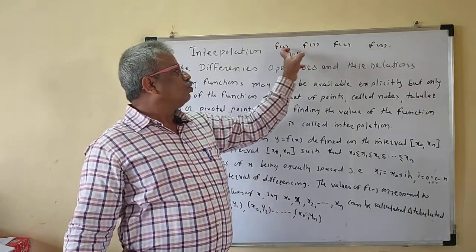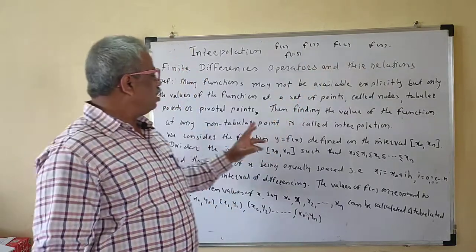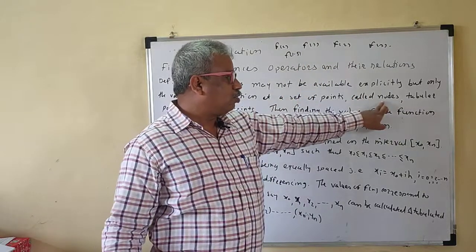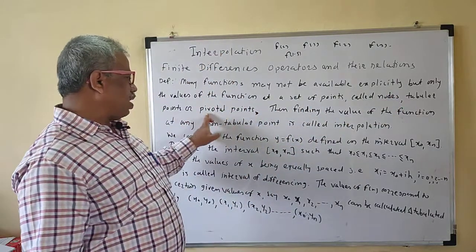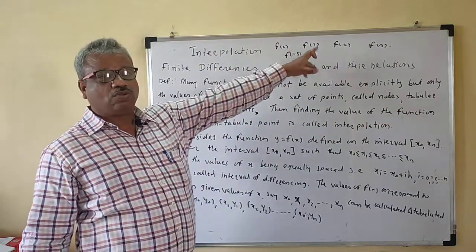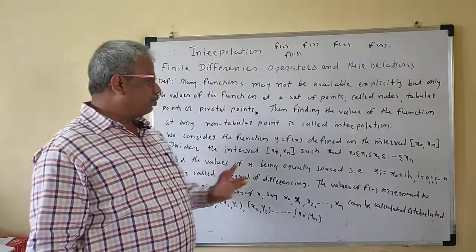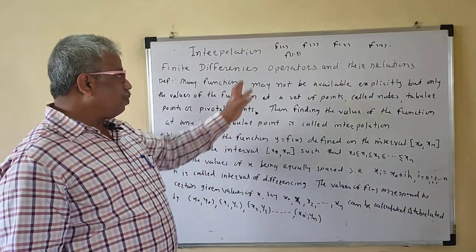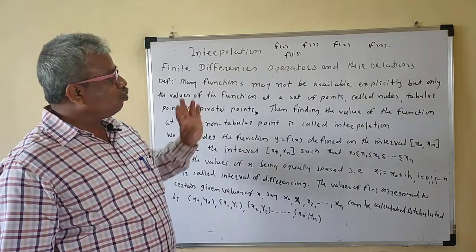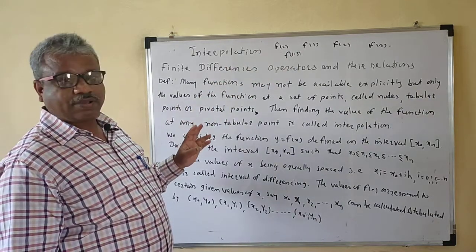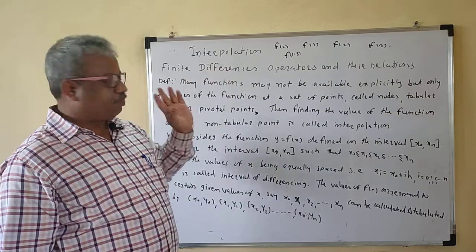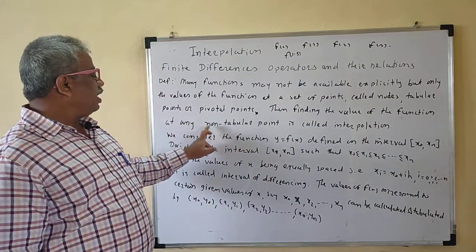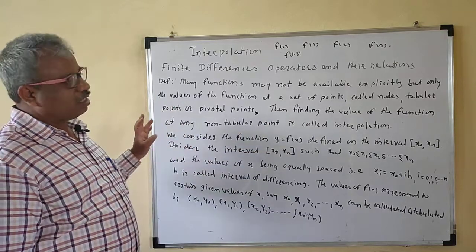So here 0, 1, 2, 3 are called the nodes, tabular points, or pivotal points, and these are the function values. Now we can find the value of f of 1.5, or f of 2.3, f of 2.1, f of 0.5, something like this. Finding the value of the function at any non-tabular point is called interpolation.